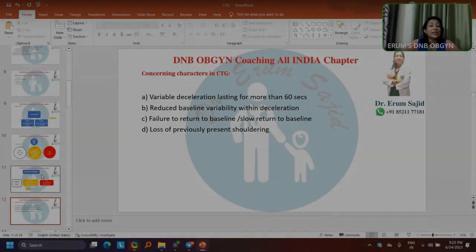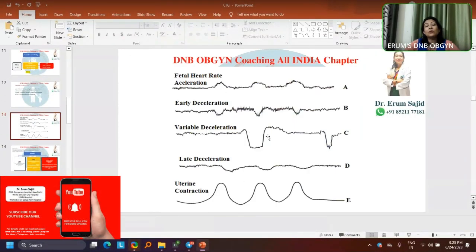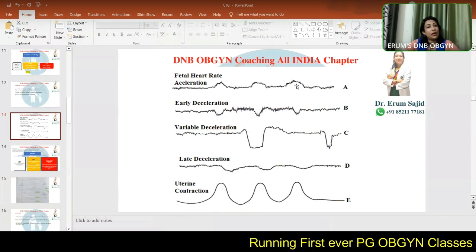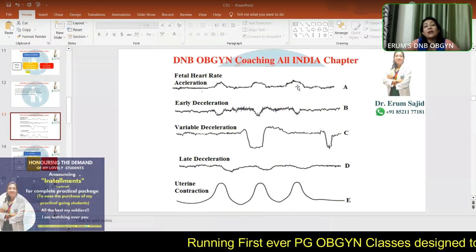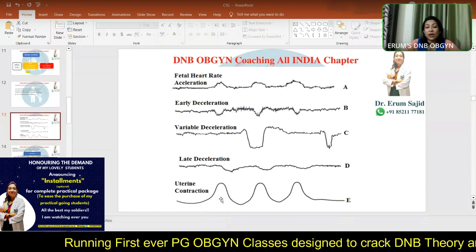Now we come to decelerations. But before we go to decelerations, I would like to show you this chart. The first one is the accelerations. There's no doubt about it, and everybody loves to see accelerations. But once you start seeing these dips, can you see these are contractions?